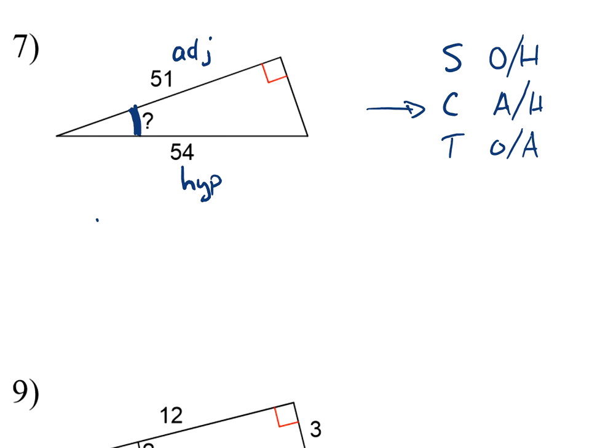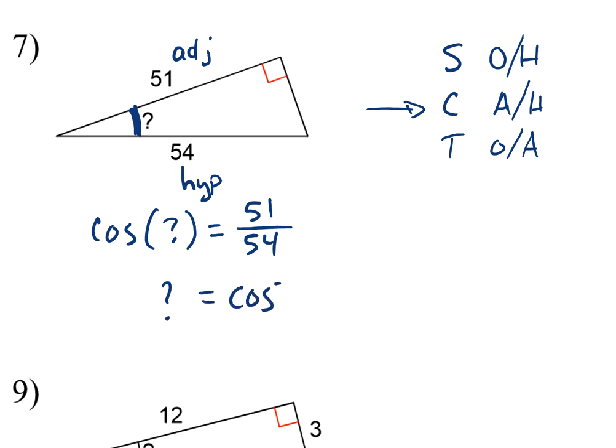So the equation I'll write is that the cosine of this angle that I don't know is equal to the adjacent side, 51, divided by the hypotenuse, 54. Cosine is 51 over 54. To solve this, remember the pattern that I showed you, we're going to take the inverse cosine of both sides. When I do that, this becomes just my angle, and over here I have the inverse cosine of 51 over 54. So I can use this to find what that angle is.